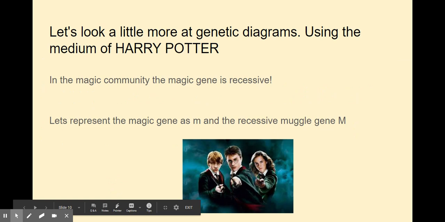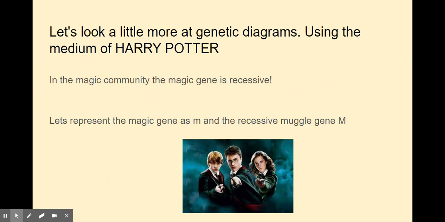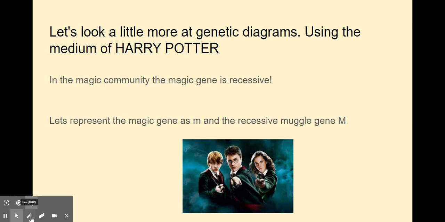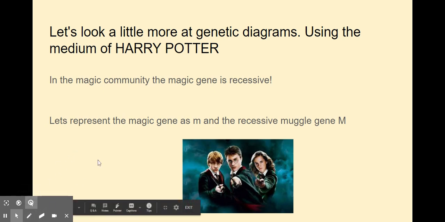Okay, so we're going to have a look at some genetic diagrams. We touched on these last lesson, but we're going to go along with basically the theme of Harry Potter. So let's have a little think about this. In the magic community, the magic gene is recessive. So it is a recessive gene. We're going to represent the magic gene as small m.